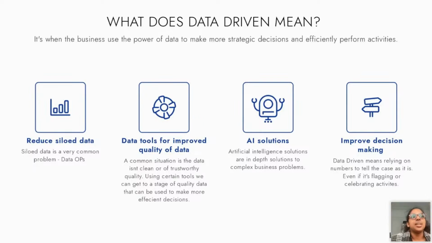So when I say data-driven, I like to go into a little more detail with some examples. When I say reduce siloed data, when I say improved quality of data, when I say AI solutions and improved decision making, what does that even mean? Let's start from the top.